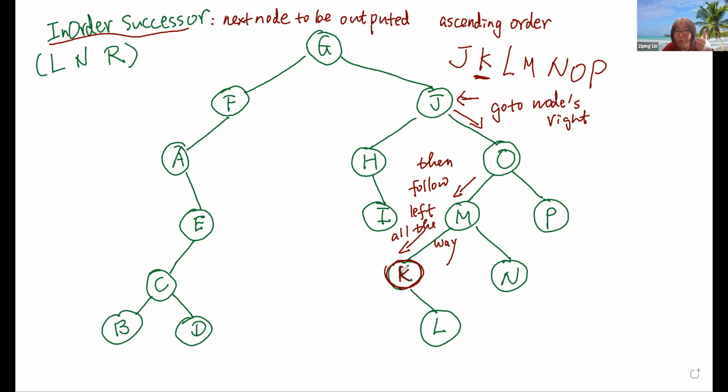Okay, then we swap these two nodes. So we put J here and put K here. So then it's already reduced to either the leaf node case or the single child node case. So that's regarding in order successor. Okay, hopefully this is clear. Very good question. How about root node?